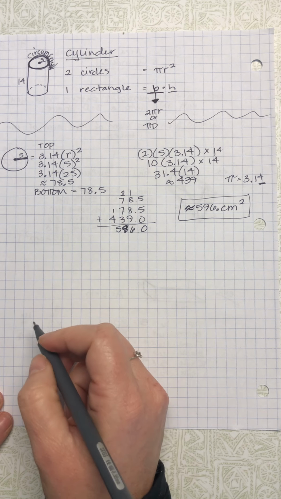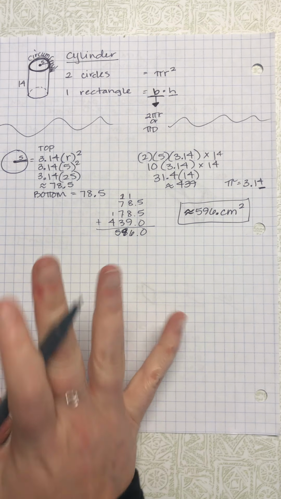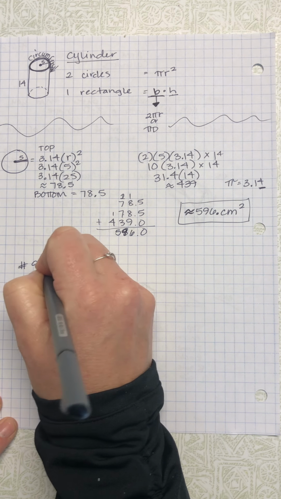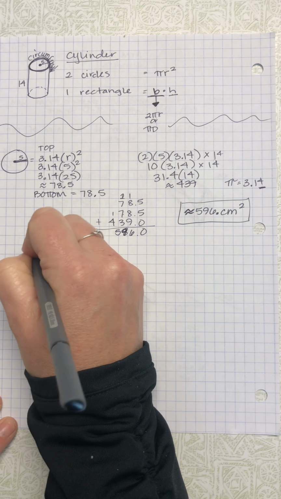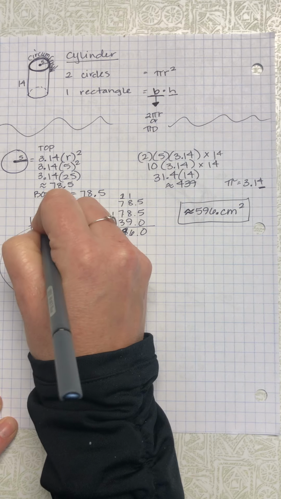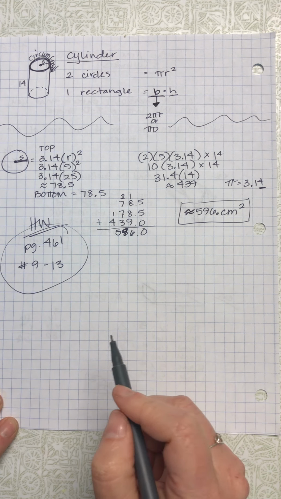All right, for homework tonight, I want you to try 5 of these problems. We're gonna do numbers 9 through 13 on page 461. On page 461, we're gonna try 9 through 13.